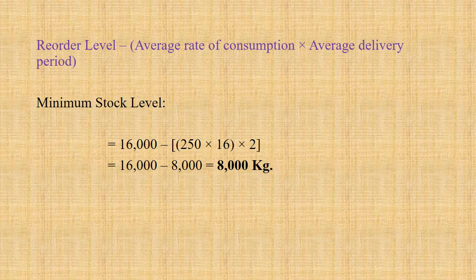And the average delivery period. The average delivery period of material M1 is 1 to 3 weeks. So you get the average period as 2 weeks. And therefore, the formula will be 16,000 minus 250 into 16 into 2. You'll get 8,000 kg as a minimum stock level of material M1 required. The question is quite simple and it's direct. You just have to substitute the values into the formula.